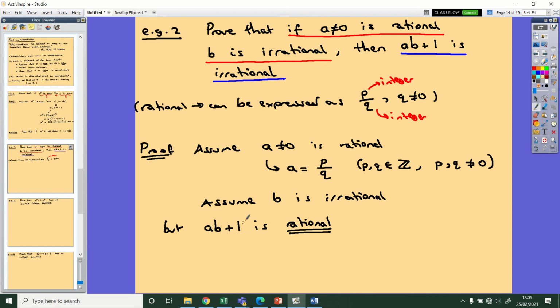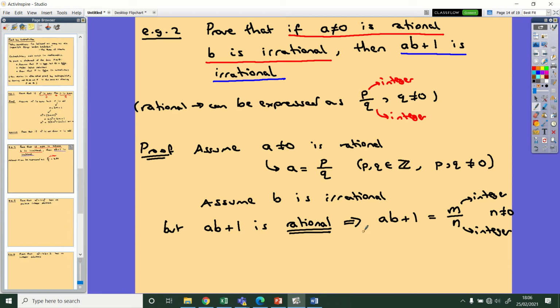So if AB plus 1 is rational, that means we can write it in a form that shows it's a fraction. So we've got AB plus 1 is, and I'm going to use different letters here, M over N. Now this could be 0 if I wanted it to be, but all I'm showing is that N is not 0. That's my only assumption on this fraction. But then M has to be an integer, and N as well. So our setup is pretty much complete now. That means everything that we're assuming is written down.